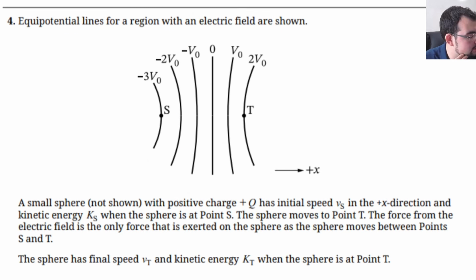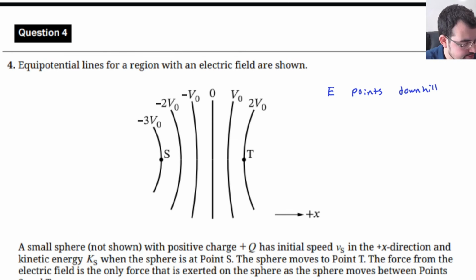So what do we know about equipotential lines? Well, we know that E points downhill. We're also given that this is a positive charge. So the field is always perpendicular to equipotentials and it points downhill. So downhill and perpendicular would look like this, because negative is, of course, downhill from positive. So it looks like we just have an E field that is going to point to the left on the line connecting the two locations.